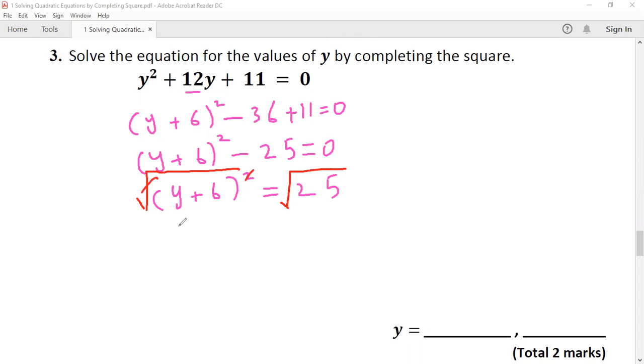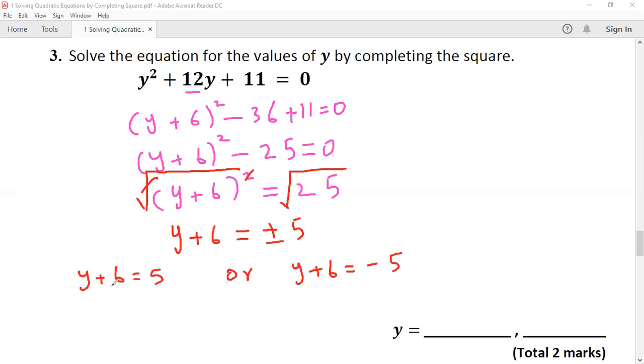Square root will get cancelled on the left, and I'll be left with y plus 6 equals plus or minus 5. And as there is plus or minus 5, that's why I'm going to get two equations. These will be y plus 6 equals 5, or y plus 6 equals -5. Taking away 6 from both sides of this equation, I'm going to get y equals -1. And taking away 6 from both sides in this equation, I'm going to get y equals -11.